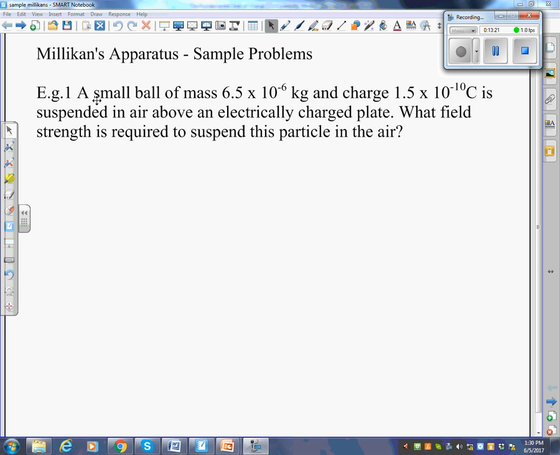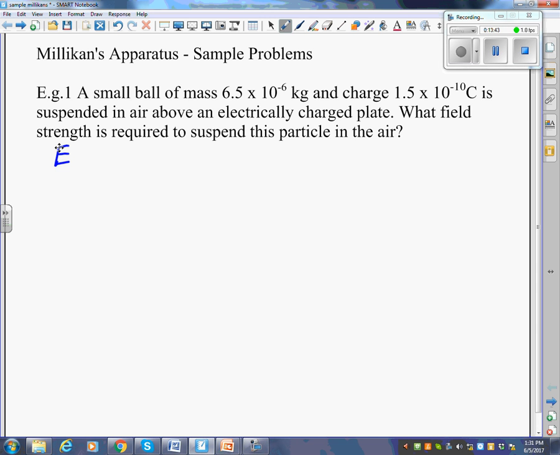A small ball of mass 6.5 times 10 to the minus 6 kilograms has a charge of 1.5 times 10 to the minus 10 coulombs. It's suspended in air above an electrically charged plate. What field strength is required to suspend this particle in the air? So what are we solving for? E. We're solving for E.